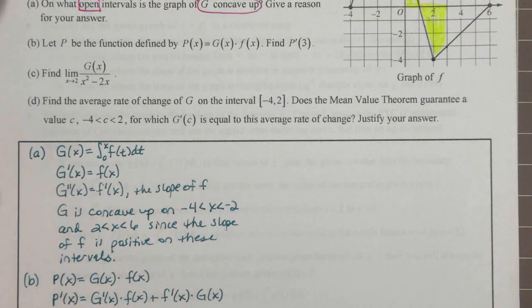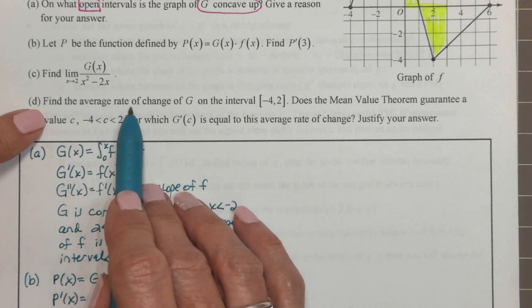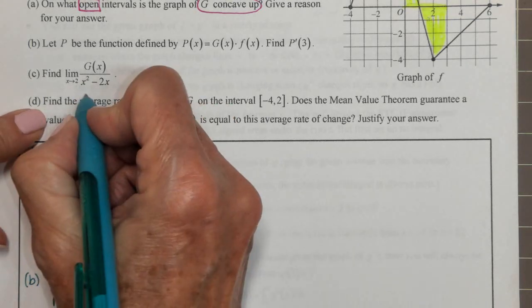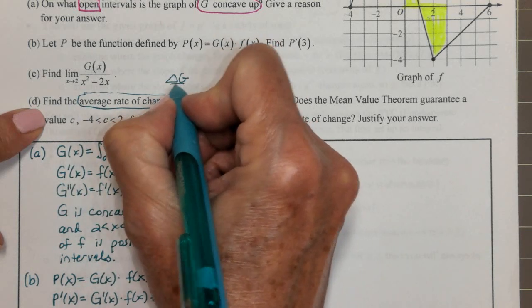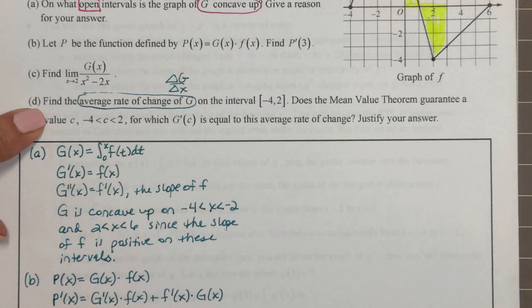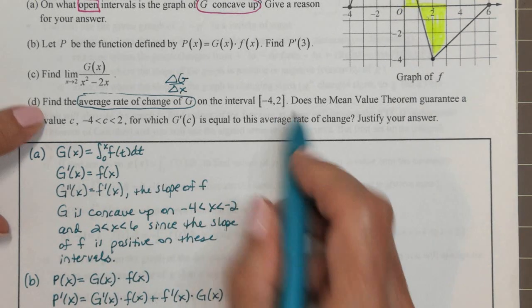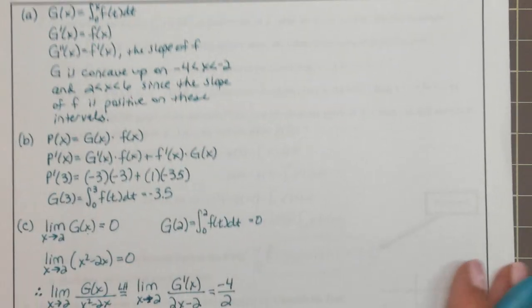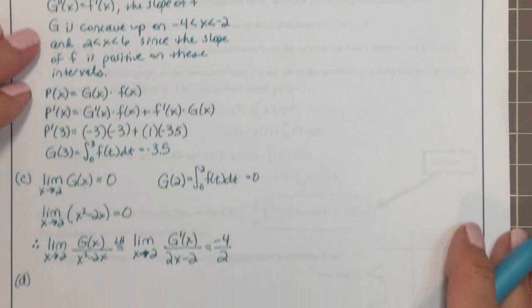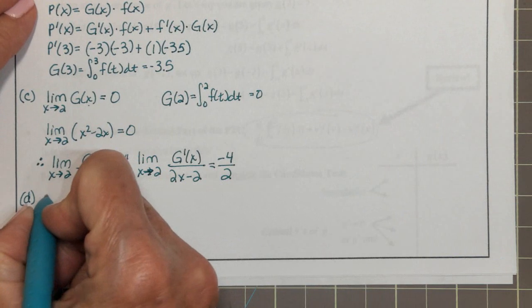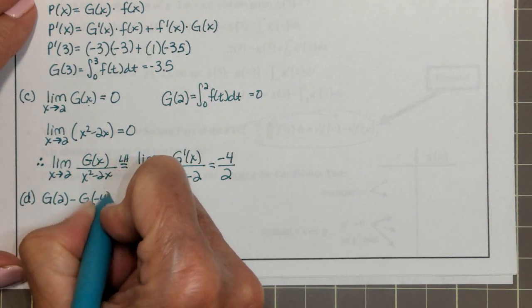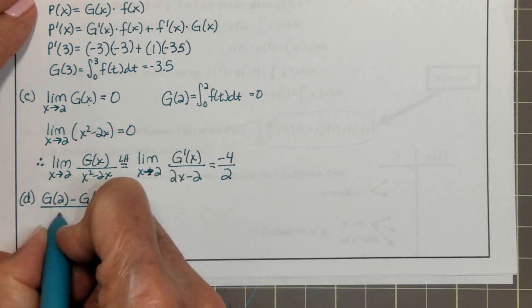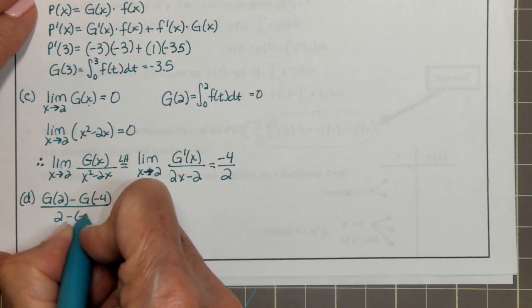Alrighty, sorry about that. Okay, find the average rate of change of G. Average rate of change of G. That is change in G over change in X. That's what it is. Okay, on the interval from negative 4 to 2. So change in G over change in X. So I'm going to have G of 2 minus G of negative 4 over 2 minus negative 4.